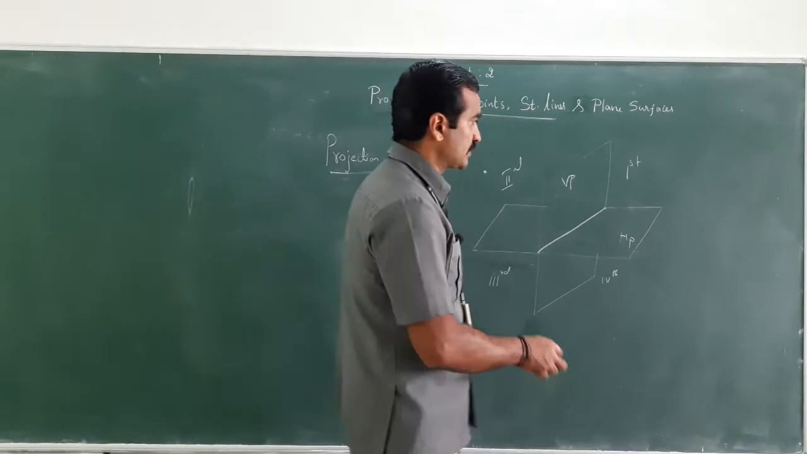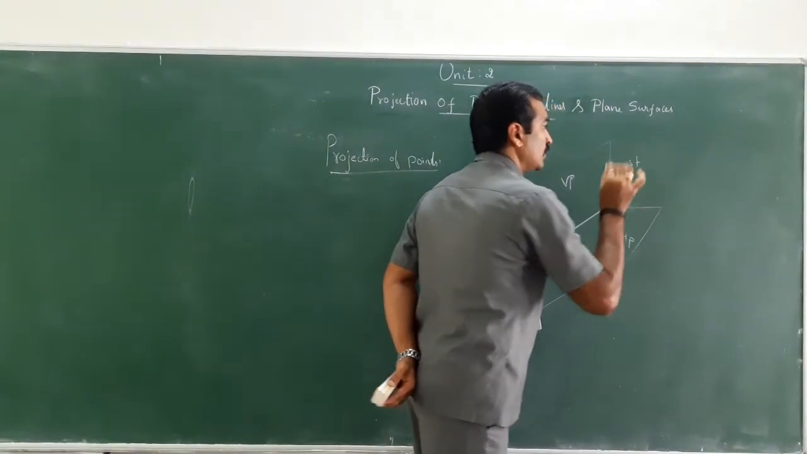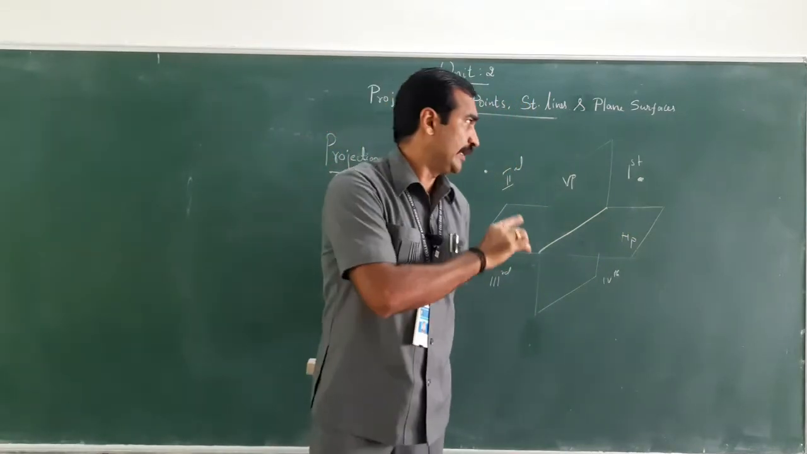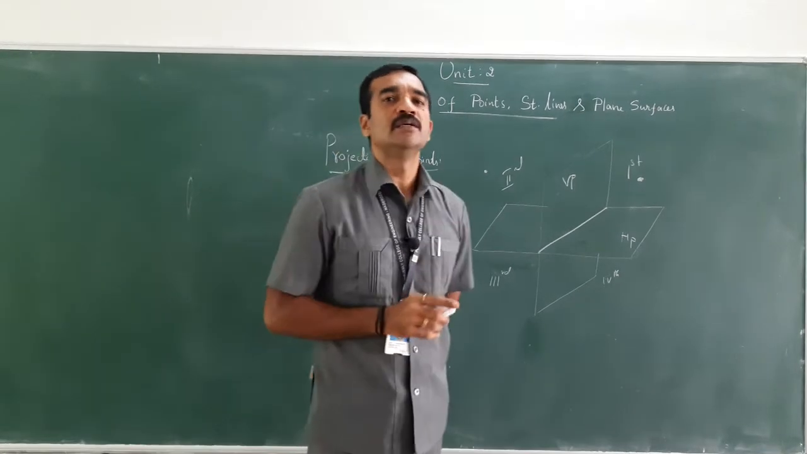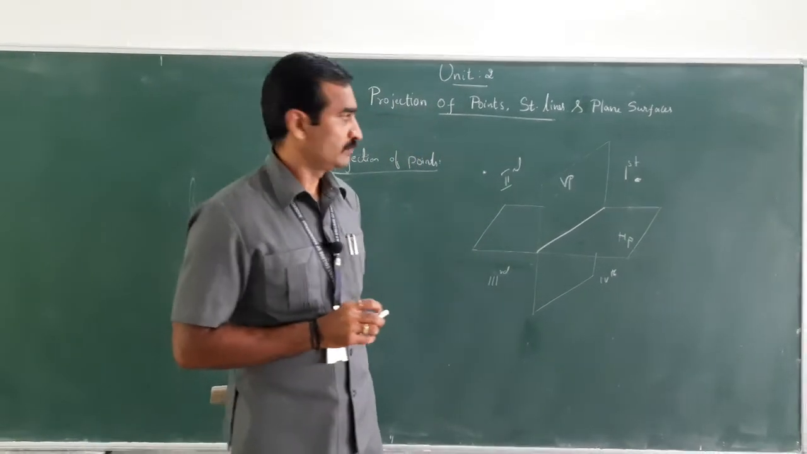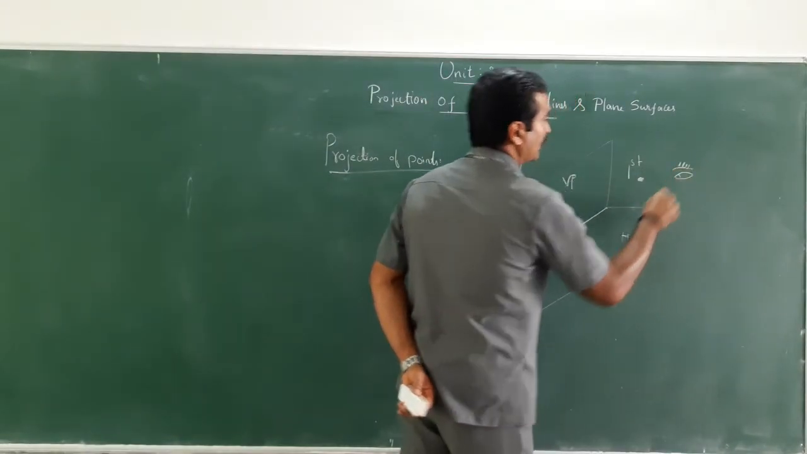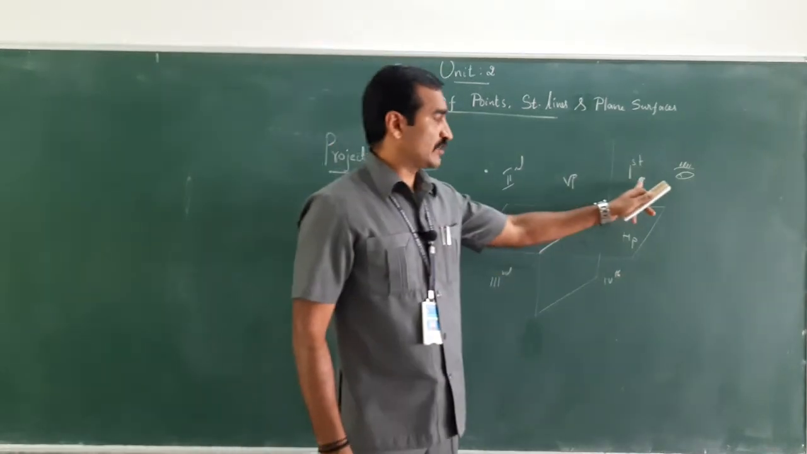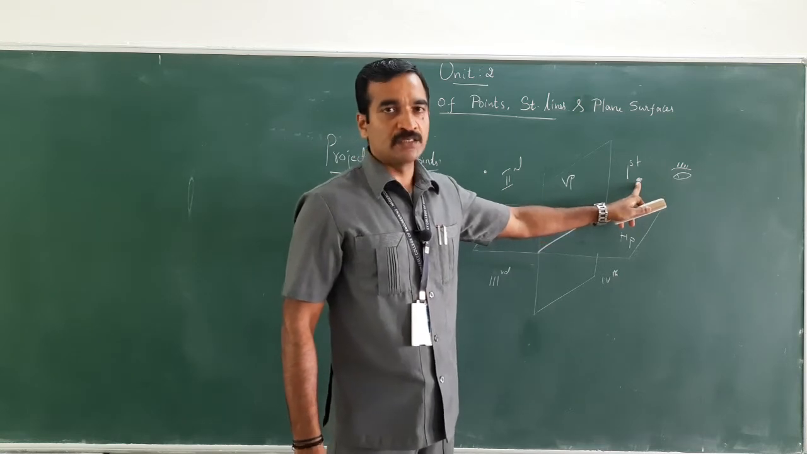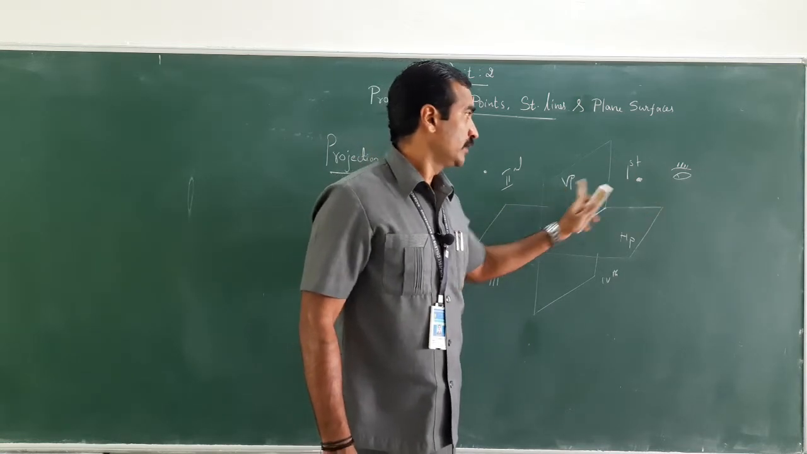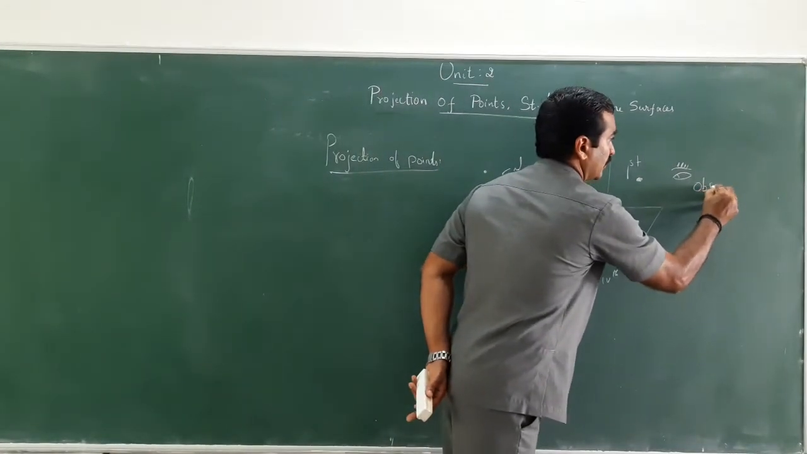As far as our syllabus is concerned, our object, which is the point, will be placed in quadrant 1. The projection method followed is known as first angle projection, right? The observer would be here. As far as first angle projection is concerned, the object will be placed in between the VP and the observer. So this is nothing but the observer.